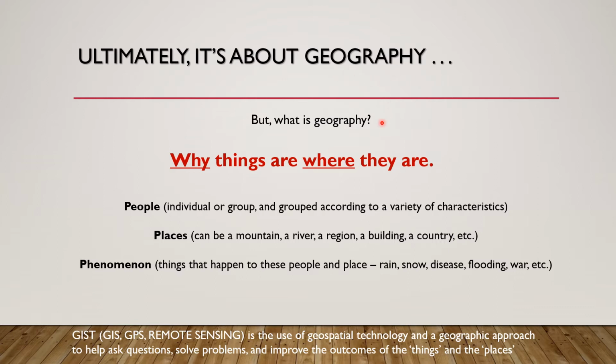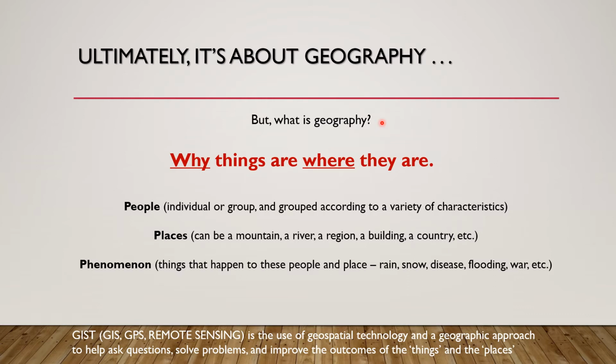Okay, but what is geography? You say that to people and they go like, well, it's the capital of Florida. It's the name of this river. It's the name of this mountain range. And yes, those are all aspects of geography. But really, the essence of geography is understanding why things are where they are. It's about looking at locational relationships between things and locations.